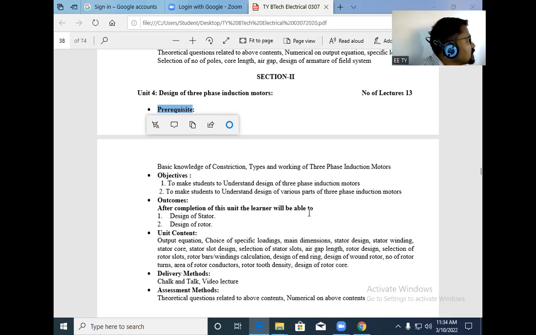Means whatever the MCQ that you are having for machine 2, that MCQ is applicable for electrical machine design also, because you can't say that it is not part of our syllabus.